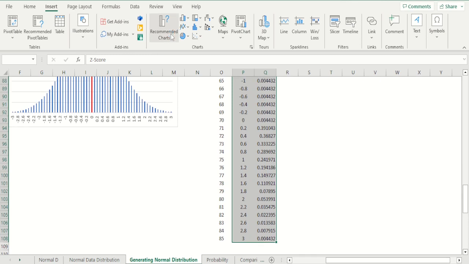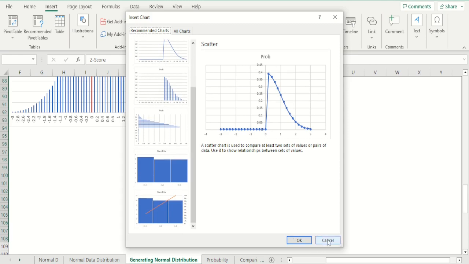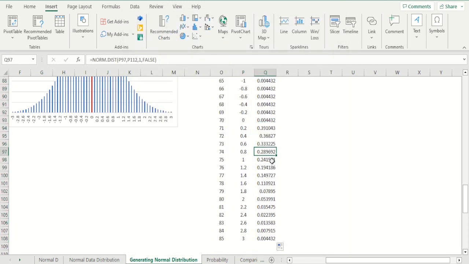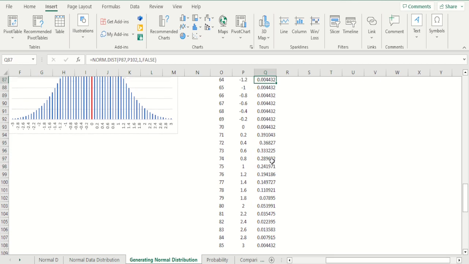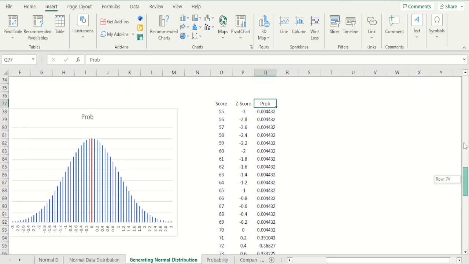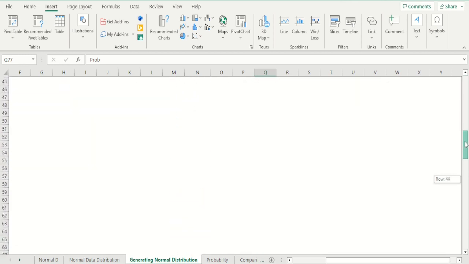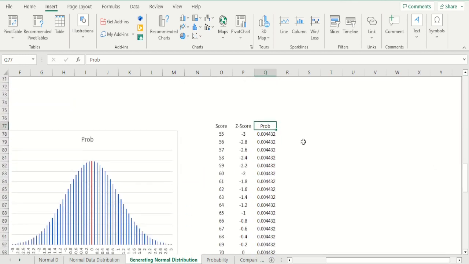And if you go to recommended charts on this, all right, we still don't have the correct chart. Let's take a look at it and understand what has transpired here. Our score is 55. Let's see, 70 and 5 is the mean. Let's make sure that's what we have used. We have used 70 and 5.